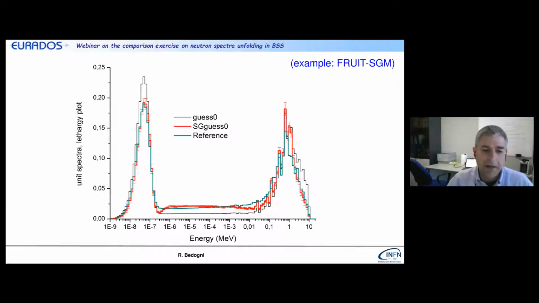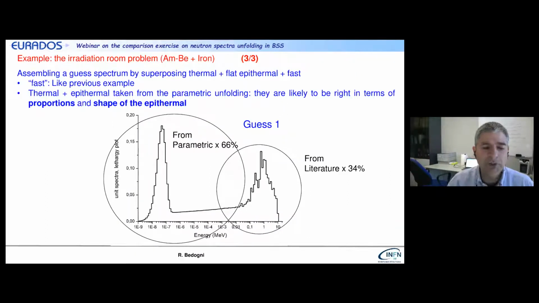This is, I would say, step one of preparing a kind of pre-information with some reasonable hypothesis, but not taking too long and without taking too much effort. Another approach could be, well, I made a parametric analysis, and the parametric analysis, which is usually good for thermal and epithermal components, tells me that the thermal plus epithermal account for 66% of the fluence. This was the result from the first example, the parametric example. Then I will add this literature spectrum with the weighting factor 34% and try to make it continuous, try to match the spectra where they are linking, in order not to produce discontinuities in the guess spectrum.